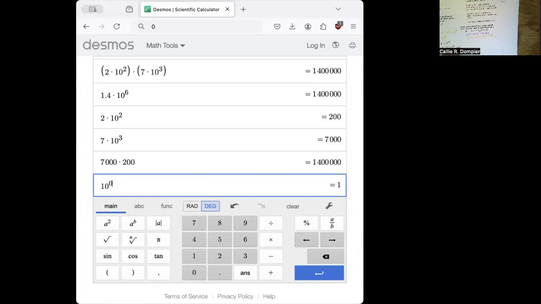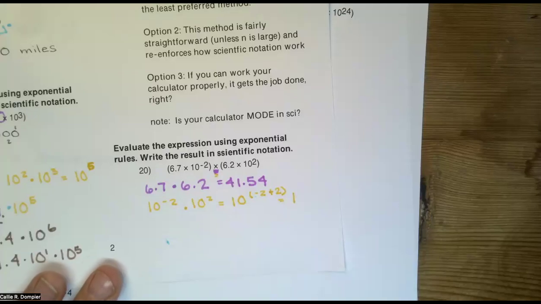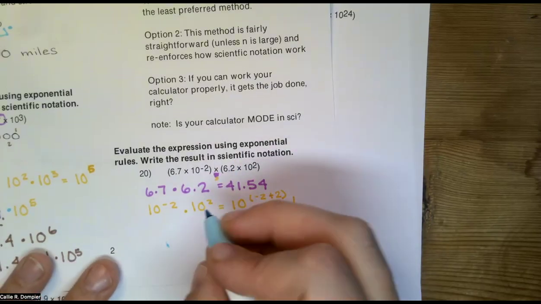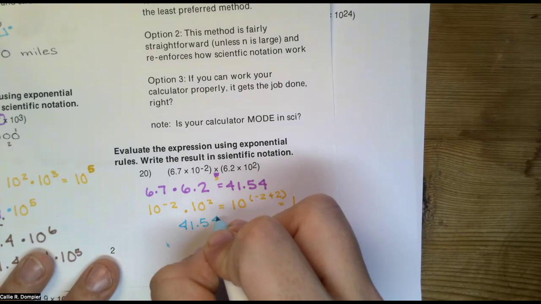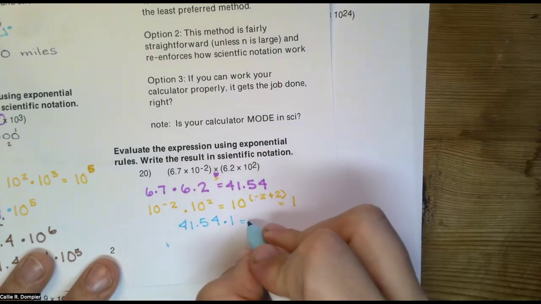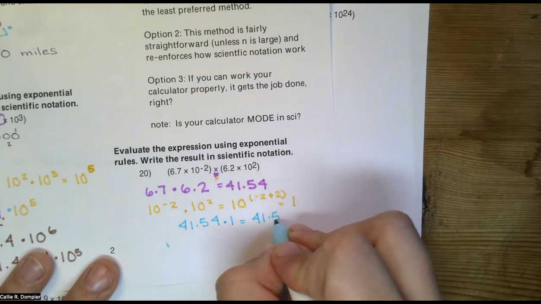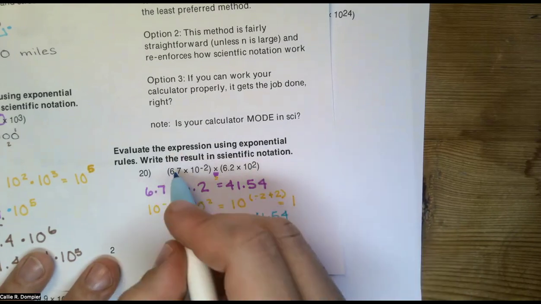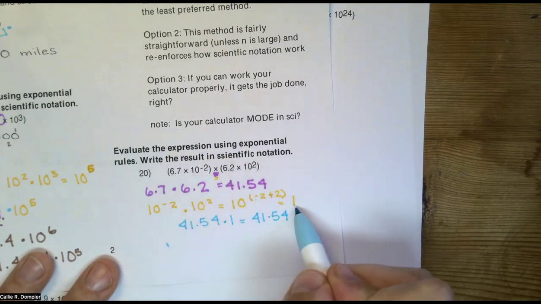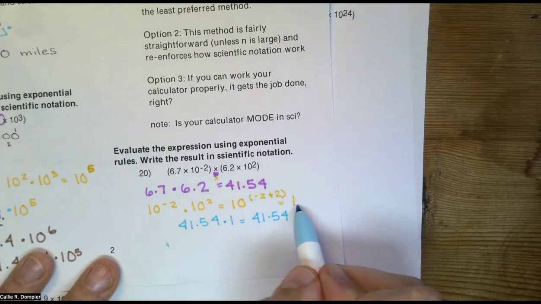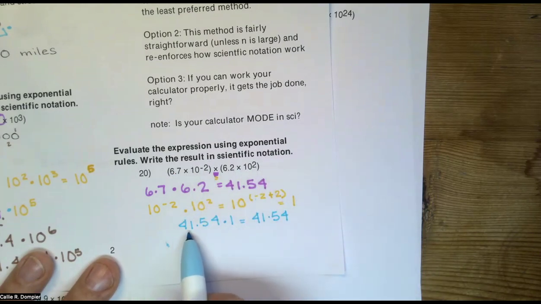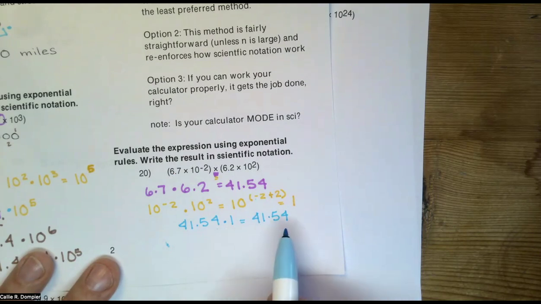Anything to the power of 0 is 1. Good. So now we have, as our mathy answer, well, almost there, 41.54 times 1, which is just 41.54, because we took the purple, 6.7 times 6.2, and we took the yellow, 10 to the negative 2 times 10 to the 2, got 1. 41.54 times 1 is 41.54.